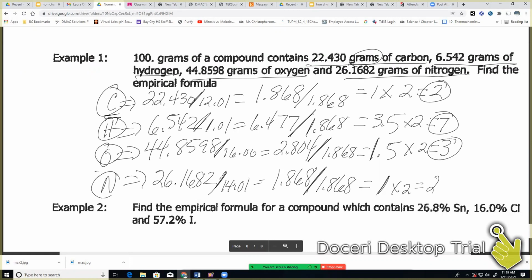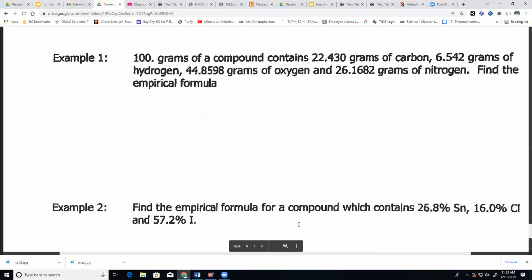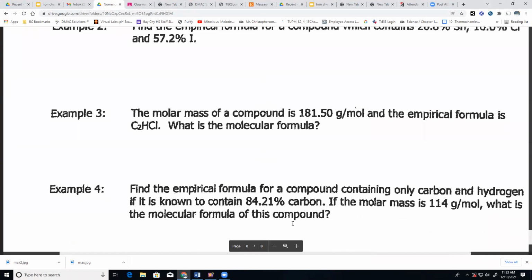And I can put it back together to get my formula. So C2, H7, O3, and N2 would give me my empirical formula. Anybody have any questions on any of that one? That's about the longest that they get, 4 elements, and then having to do that little extra step. That would probably be one of the longest ones you would see.